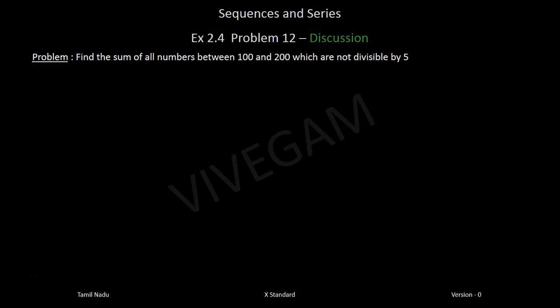Let's read the problem. Find the sum of all numbers between 100 and 200 which are not divisible by 5. It's a little complicated problem, but we will solve it. It's going to be a little lengthy. Okay, we are asked to find the sum.